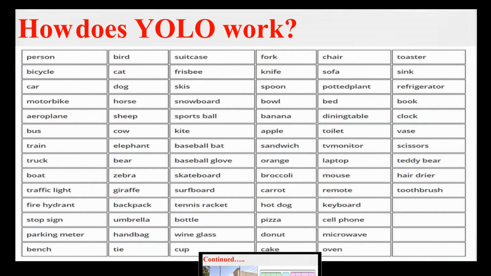So how does YOLO work? This YOLO algorithm has already been trained on a particular kind of dataset that consists of 80 different kinds of classes, and the list of classes is here. So the YOLO algorithm is capable of detecting all these 80 kinds of objects in an image. It can also be trained in a custom manner to detect new varieties of objects very easily. The dataset trained on the 80 classes is quite famous by the name of the COCO dataset.